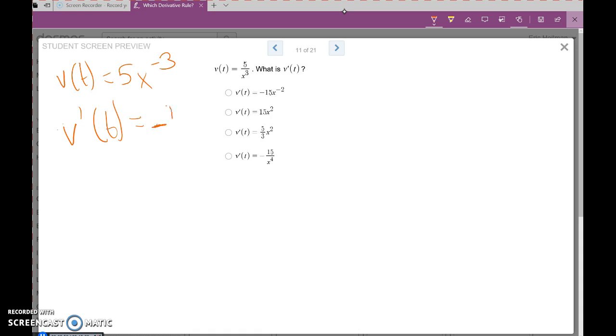Negative 15x. And the most common mistake here is that when people reduce the exponent by 1, sometimes they'll put x to the negative 2, but the original exponent was negative 3. When you subtract 1 from negative 3, you get negative 4. But oh no, that's not any of the answer choices. However, if I rewrite this so that the exponent on x is positive, you get negative 15 over x to the fourth, which is answer choice D.